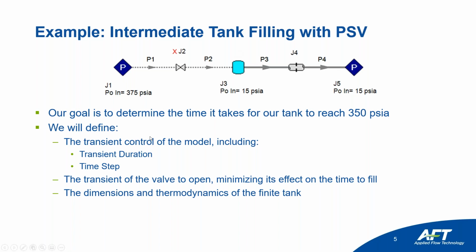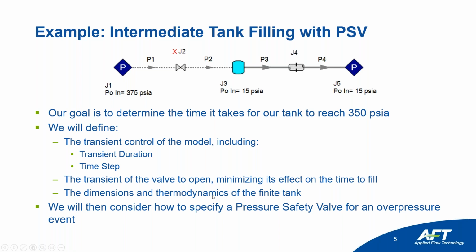So these are the things that we have to define in addition to our typical steady state definition and our typical steady state analysis. And then after we do that, we'll consider how we would specify a pressure safety valve in case we have an overpressure event. So building on our intermediate tank filling scenario, what if we have this relief valve and we overpressurize it? When would our relief valve open, for example?